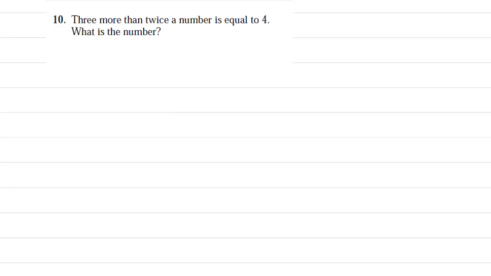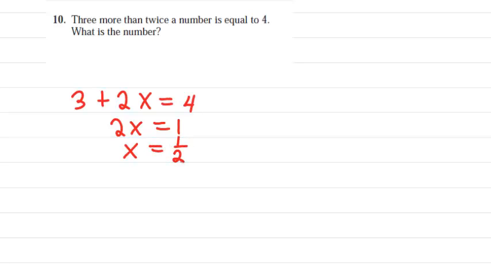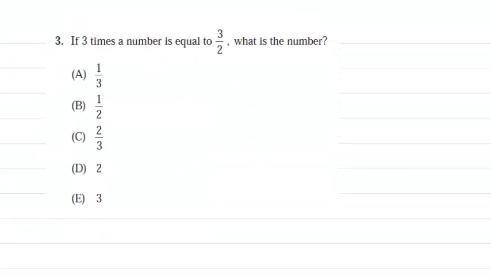Here's a question from College Board's 2012 practice test. 3 more than twice a number is equal to 4. What is the number? Take away 3 from both sides. Divide both sides by 2. And the answer is 1/2.